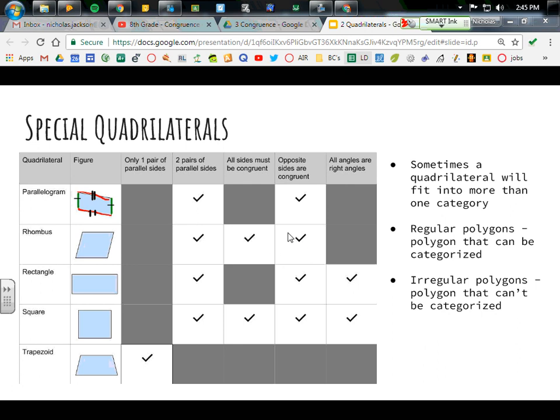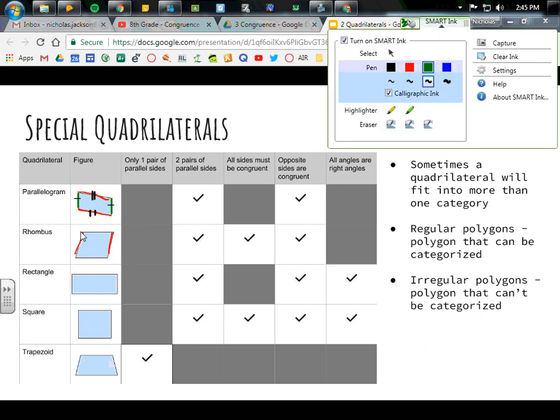The rhombus has these three criteria, which we'll talk about in a second. But what you may notice is that the rhombus is also going to meet the requirements to be a parallelogram. Therefore, a rhombus is also a parallelogram. It's just a more specific type of parallelogram, and we'll take a look at that. So first, again, it needs two pairs of parallel sides, which it has here and here.